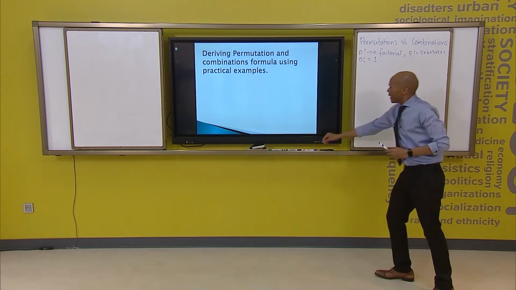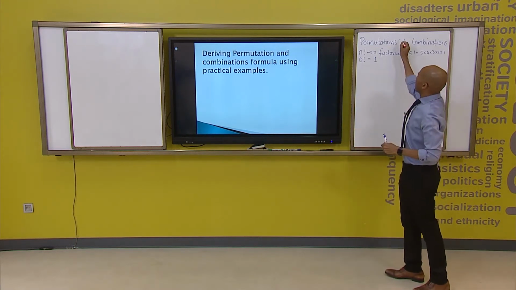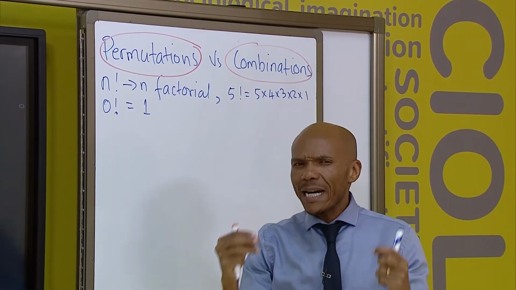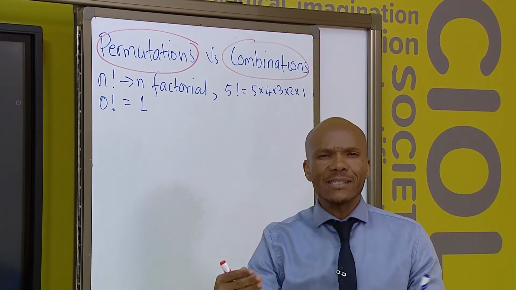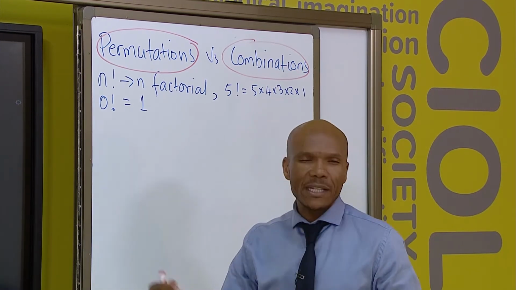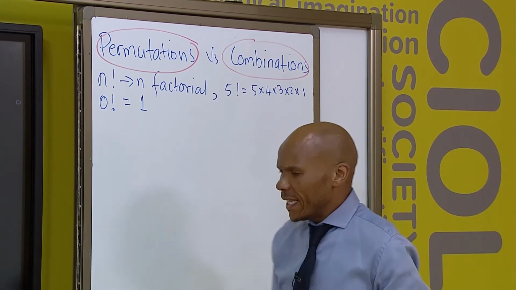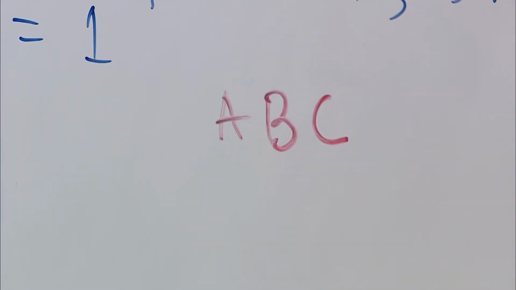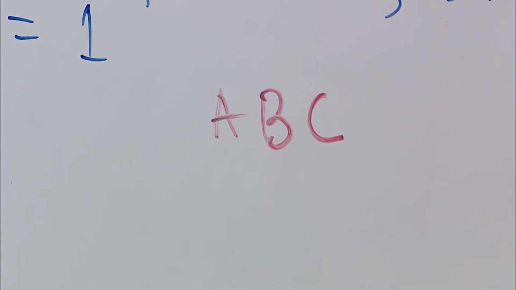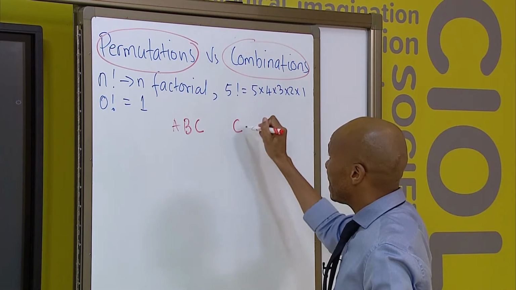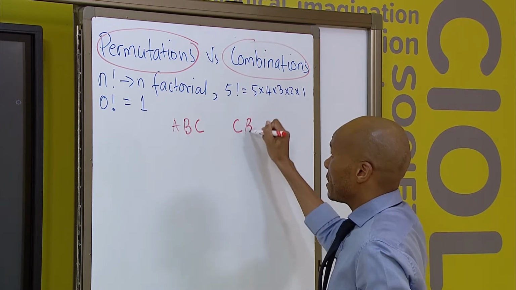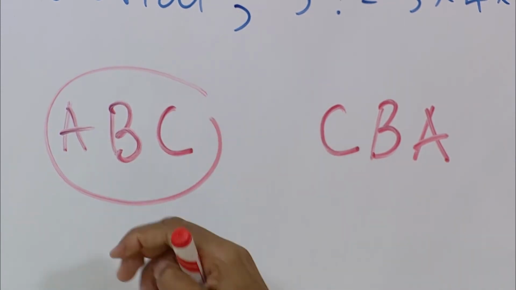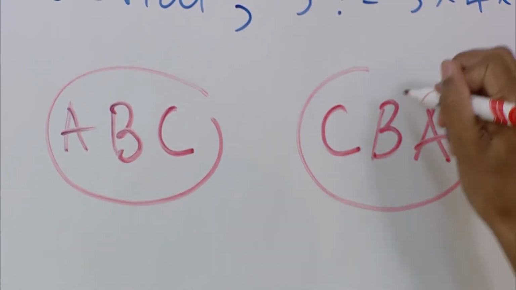Okay, now I will make an example. I want us to be able to talk about them, but then to derive the formulas that we use when we're calculating these combinations. Okay, let's say you have letters A, B, and C. That can be rearranged as C, B, A. So now you have a different arrangement.